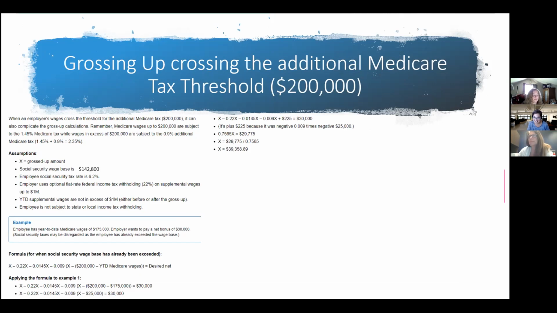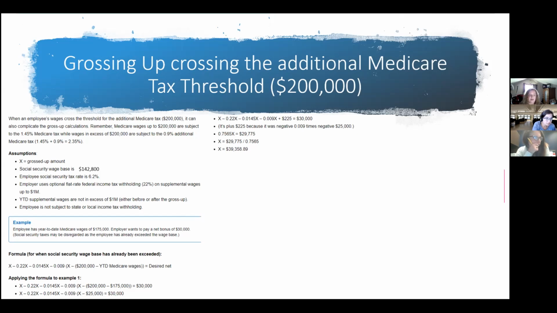Now, one thing that comes up is that 225 that you see in there, that went from a negative 25,000 to a positive 225. And the reason that happened is because a negative times a negative is always a positive. Again, remembering back to high school, or middle school if you worked with negative numbers then, a negative times a negative is a positive. So that's why that became a positive amount.